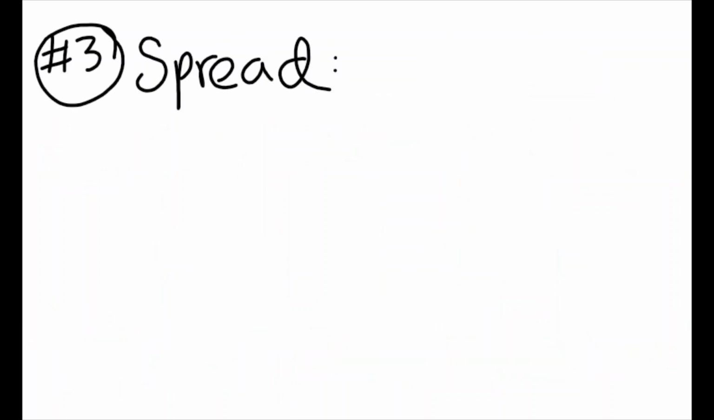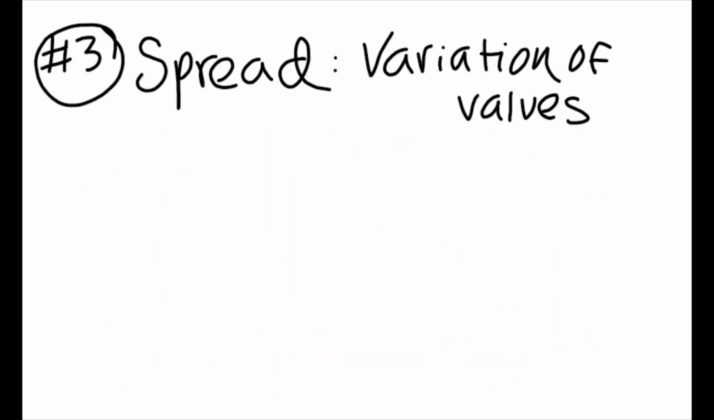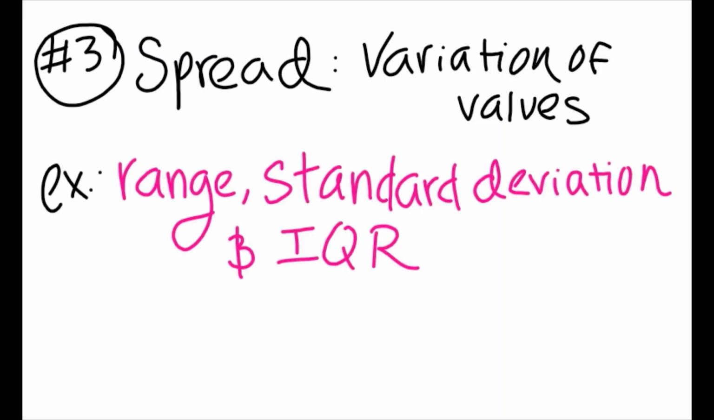The final characteristic of our distribution is spread, which is our expected variation amongst our data points, or the range of values we would expect to see within our distribution. Because of this, properties like range, standard deviation, and interquartile range are all measures of spread. Now that we understand what these qualities are, let's see how transformations in our dataset can affect these different properties of our distribution.